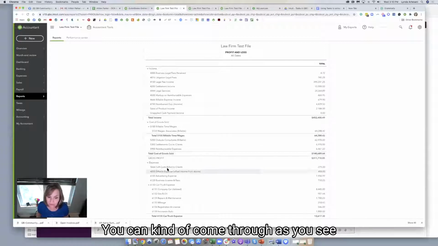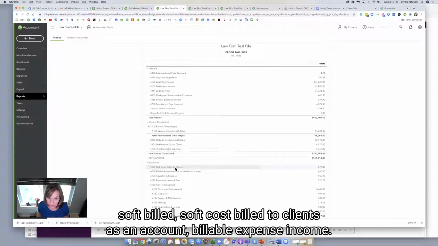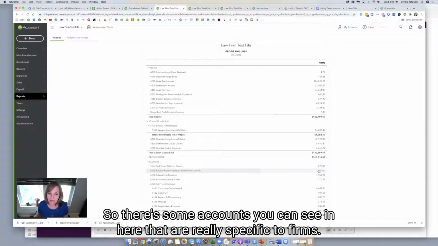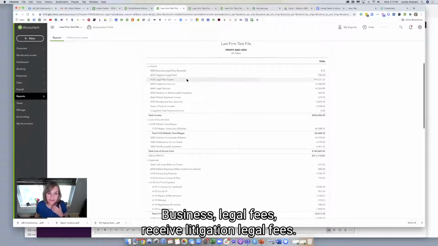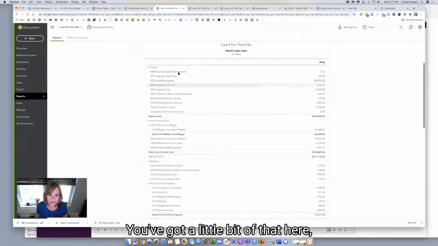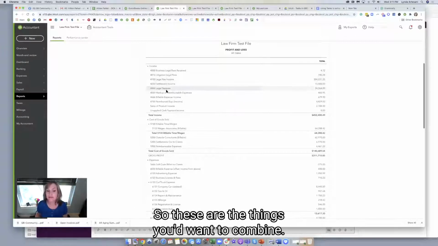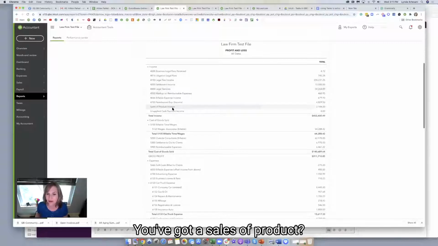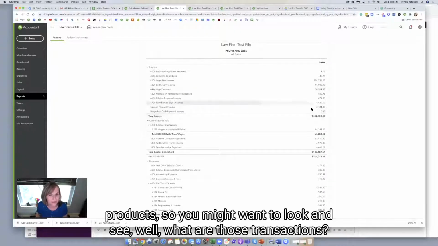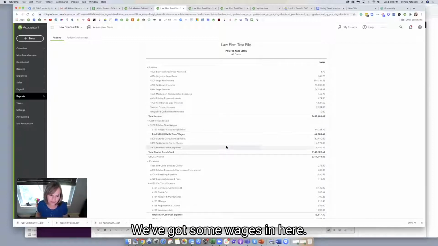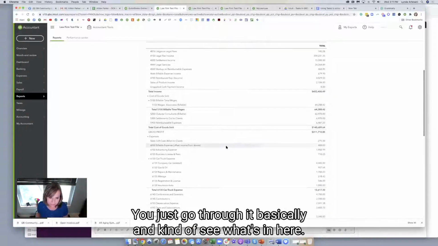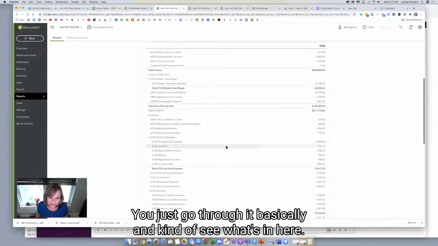You can come through as you see soft cost billed to clients as an account, billable expense income. So there's some accounts in here that are really specific to law firms: business legal fees received, litigation legal fees. So you've got a little bit of that here, legal fee income, legal services. Maybe it's the same account. So these are the things you'd want to combine. You've got sales of product. I mean, most law firms don't sell products. So you might want to look and see, well, what are those transactions? We've got some wages in here. You just go through it basically and see what's in here.